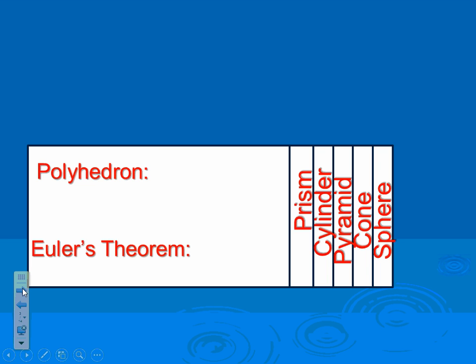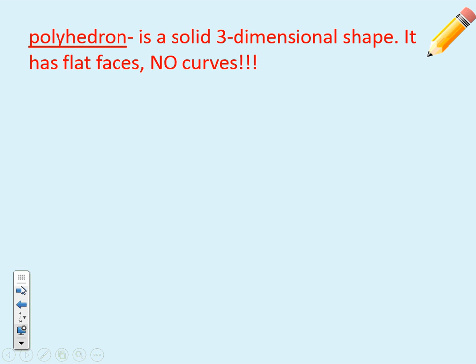So this is where your notes are going to go today. There's really just two things. We're going to work on that front cover there, the polyhedron idea, and then that theorem there that's going to relate some faces, edges, and vertices for us. So first thing we need to take a look at. On the front cover, would you please add this definition in there? The polyhedron. It is a solid three-dimensional shape. It has flat faces and cannot have any curves. So you saw all those pictures of solids at the beginning. Some of them are polyhedron and some of them are not.